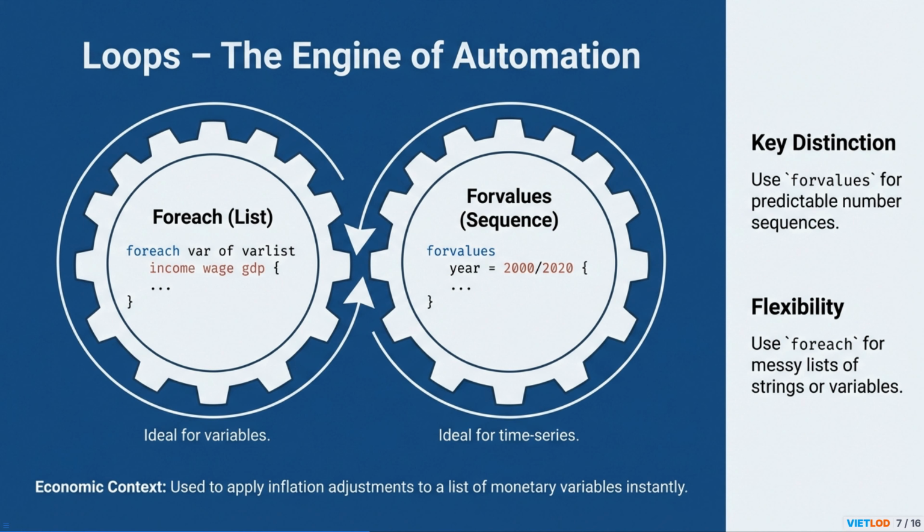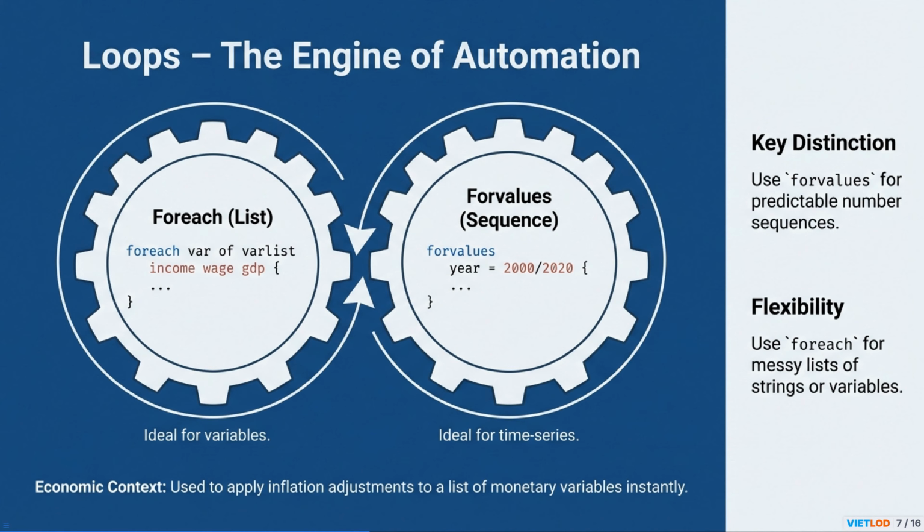Loops are truly the engine of automation in Stata, allowing us to repeat commands efficiently. We distinguish between two primary types, foreach and forvalues. The foreach loop is ideal for iterating over an explicit list of items, such as a variable list including income, wage, and GDP. It offers great flexibility, making it perfect for messy lists of strings or variables.